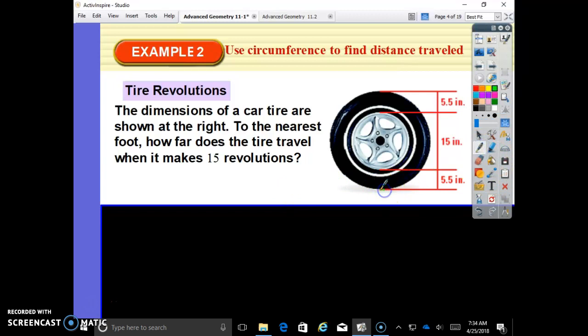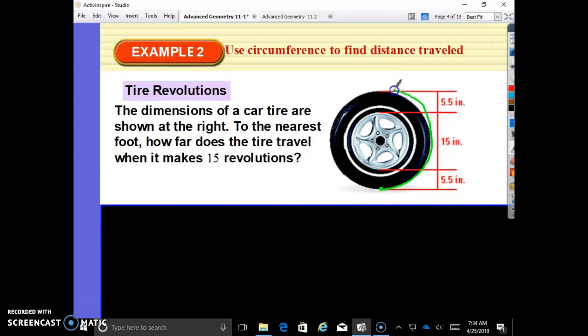So how far does a car travel with 15 revolutions? We want 15 times the circumference of the large outer rim. That's the distance we want. So what is this circumference? We need to know its radius. If this inner circle is 15 for the diameter, what is the radius of this inner circle? Half of 15 is 7.5. So we can do 7.5 plus 5.5, which is going to be 13. So this radius is 13.